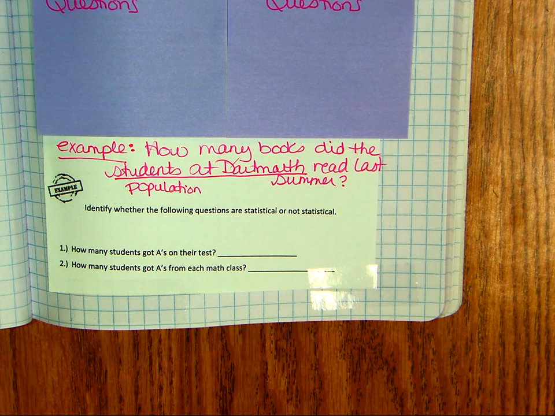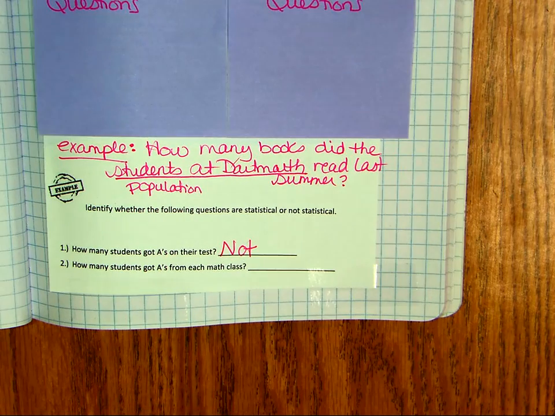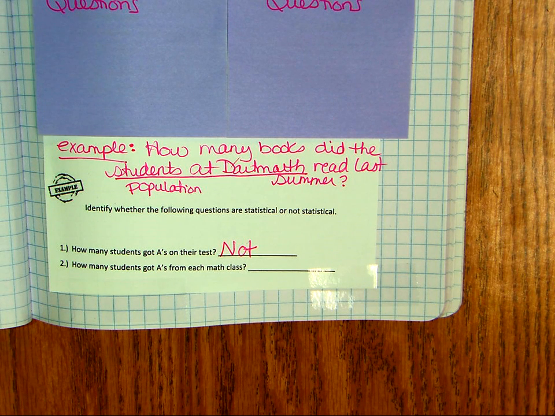And the other thing I would point out on here is, students, is that a very clear population? No, because we don't know what students we're specifically talking about. So I would say that that is, in fact, not a statistical question. Let's look at the next one. How many students? Now, I know it says students, and I know that's not ideal because we want it to be a little bit more specific.